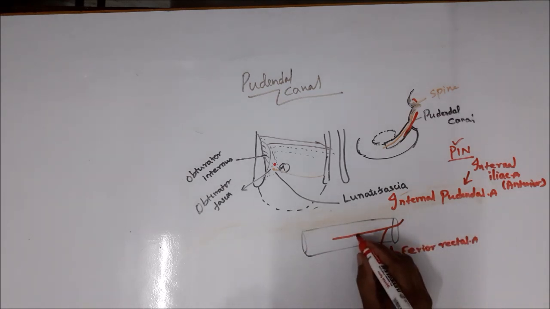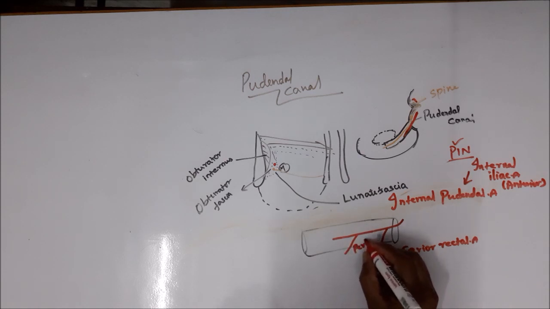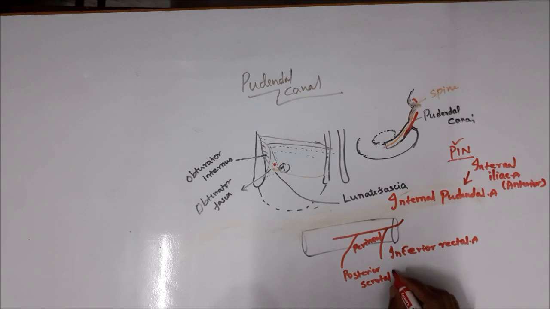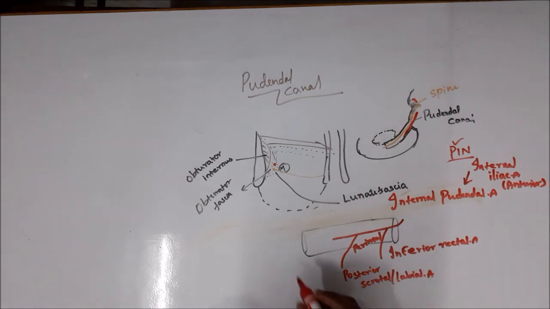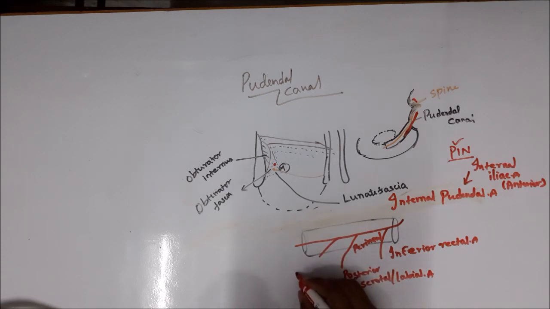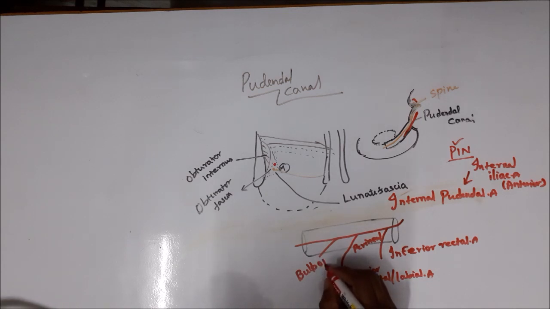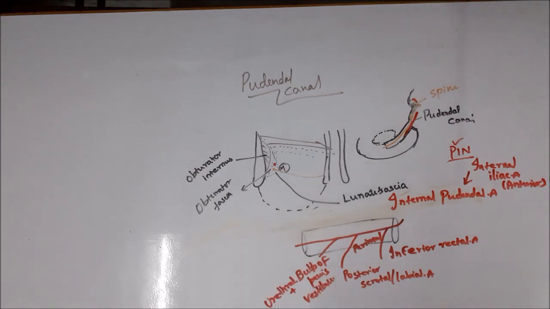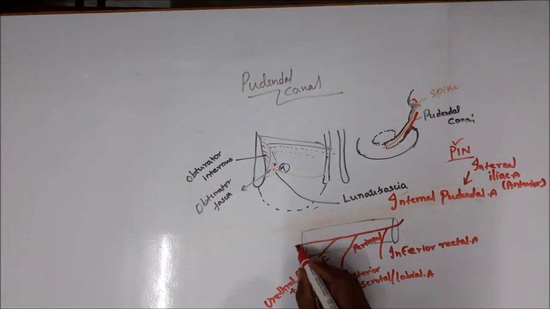Then we have the perineal branch. Perineal branch, it gives posterior scrotal or posterior labial branch or arteries. Then it gives a branch to the bulb of penis or bulb of vestibule. Along with that, there is a branch going to the urethra. So after perineal, there is a branch going to the bulb of the penis or the bulb of the vestibule. Then it's dividing into two branches.